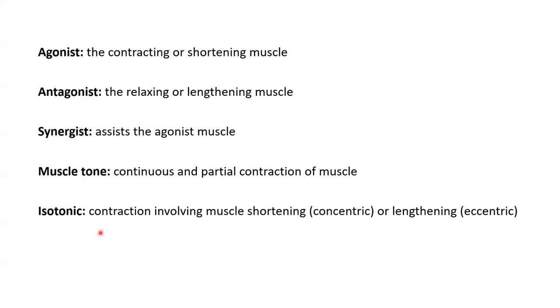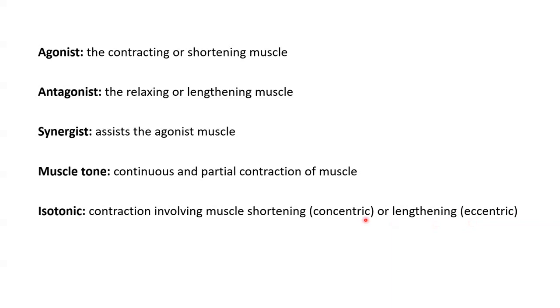Then finally, we get to our different types of muscle contractions, and the first one that we'll look at is our isotonic muscle contraction. So this type of muscle contraction occurs when a muscle produces force either while a muscle is shortening, so this is what we call a concentric isotonic muscle contraction, or while it is lengthening, which we call an eccentric isotonic muscle contraction.